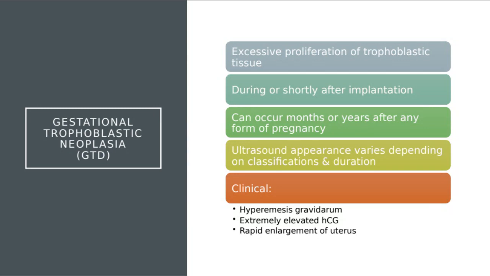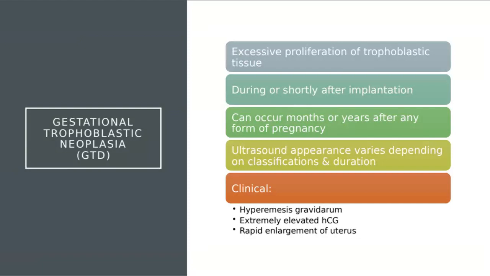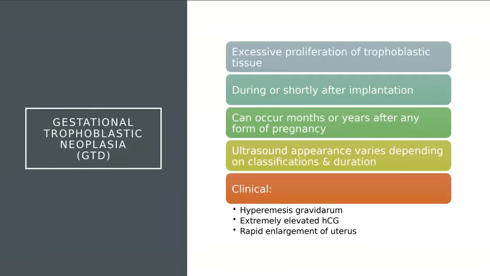This can actually occur months or years after you've had any type of pregnancy. So it's very scary. We see women in their 40s who haven't had a kid in the last 20 years coming in with GTD. That's because they've had these residual trophoblastic cells just laying dormant in their body. And now all of a sudden they're going to start rapidly proliferating, and it's going to give them very similar pregnancy symptoms.